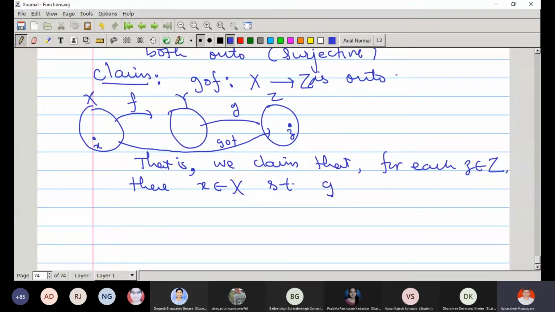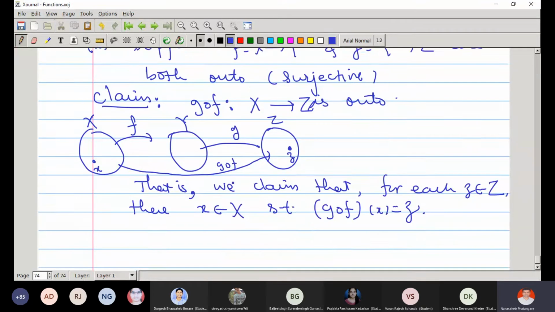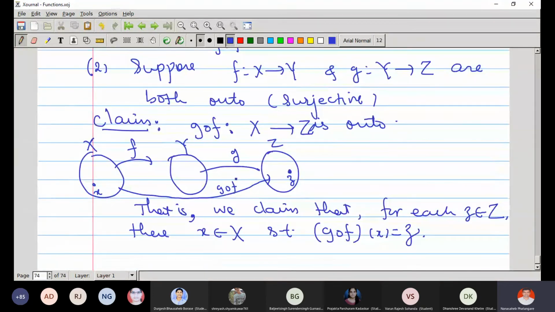So you choose any element from Z, it has a pre-image. What is our assumption here? Assumption or hypothesis or given is what? F is onto, G is onto. F from X to Y is onto, G from Y to Z is onto. This is given data. And the claim is composition is onto, meaning for every element in Z can we produce a pre-image under G composite F. This is our claim.